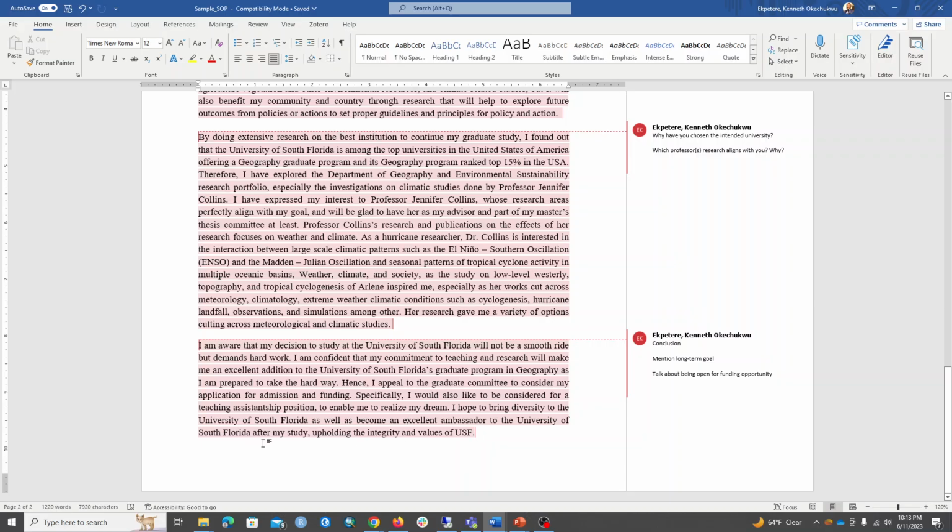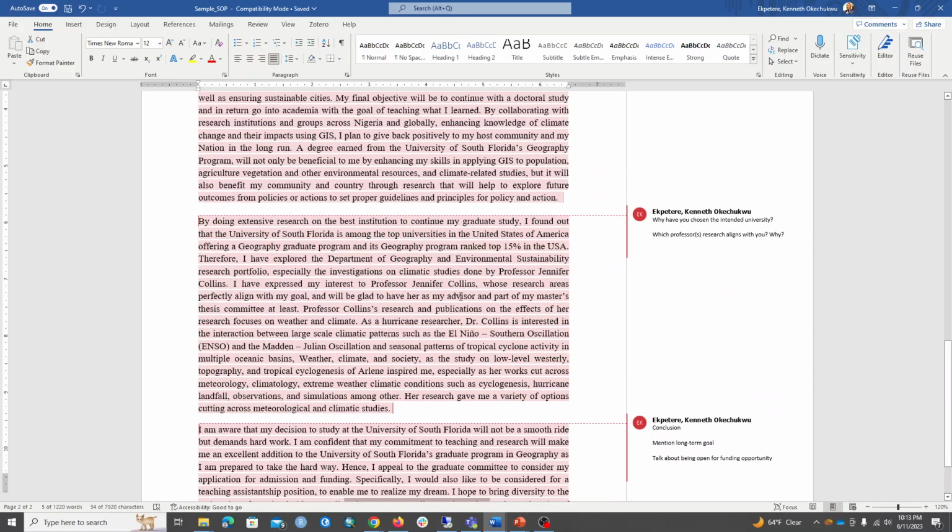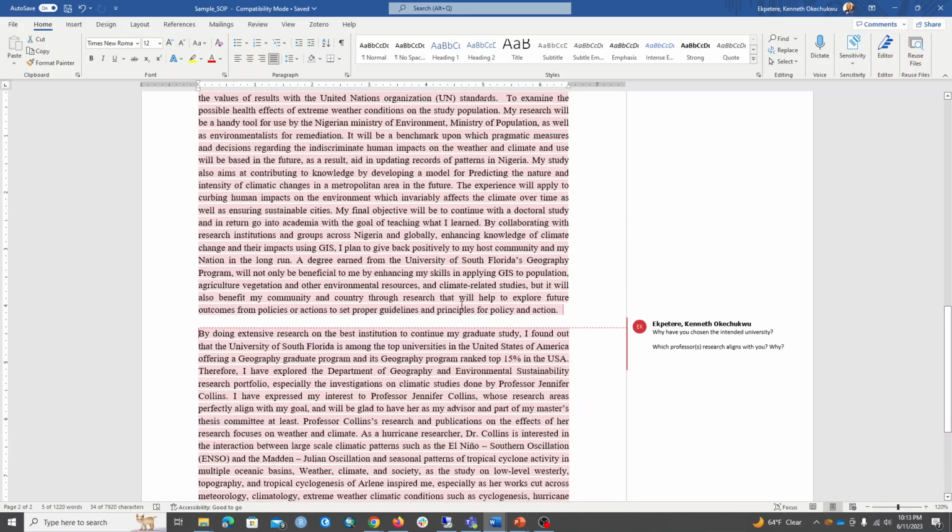And then she says, at the end of the day, after my study, I want to also uphold integrity and the values of the university because I want to become an excellent ambassador. So this is very important to catch what to say. I want to be an ambassador of this university. Every grad student becomes an alumnus, and you become an ambassador. So you want to be a good ambassador to the grad school.